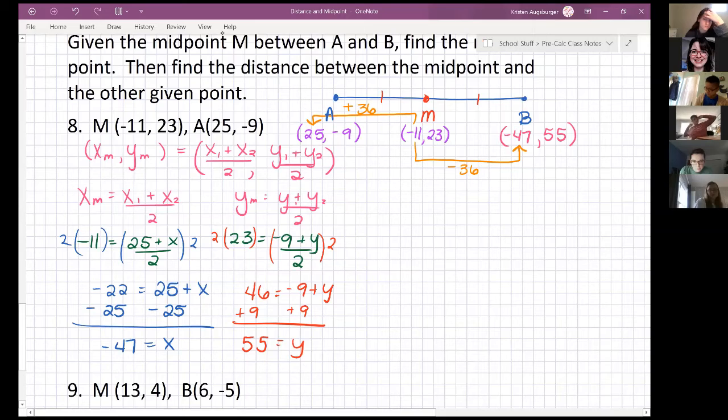Same thing with the y's. I can say, all right, for me to go from here to here, from 23 to -9, what do you do to 23 to get -9? Can anybody tell me? Subtract 32. Subtract 32. So if I subtracted going that way, going this way, I'm going to add 32.